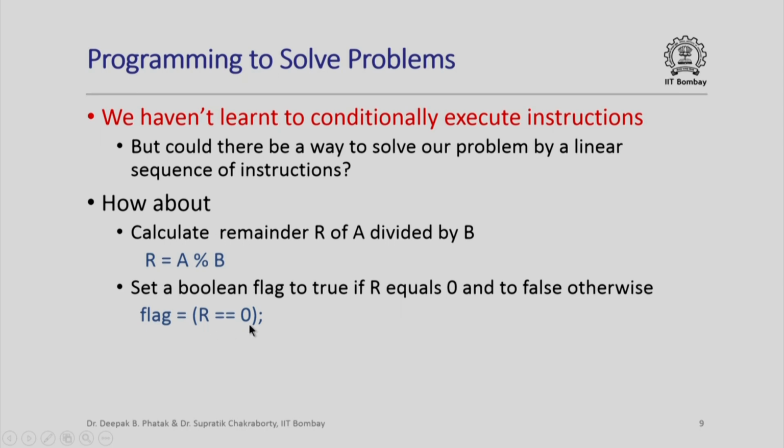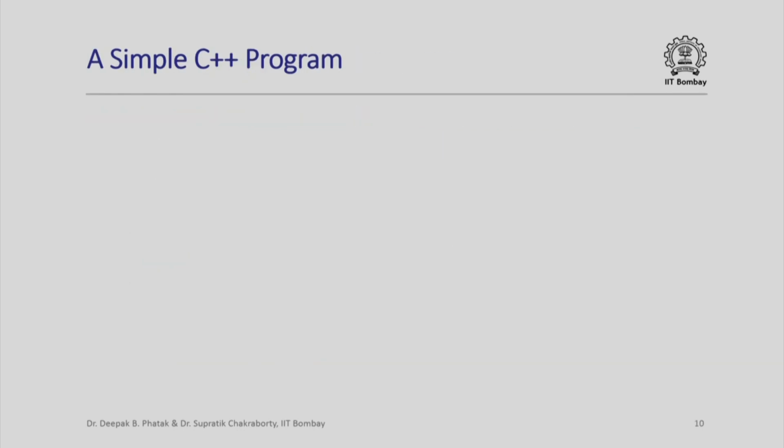This can be achieved in C++ through this assignment statement. Note that the right hand side of the assignment is a logical expression because I am using a comparison operator here. And finally, I could output the flag, and clearly in this case the flag is true if and only if b divides a. So now we could write a simple C++ program to solve the same problem.